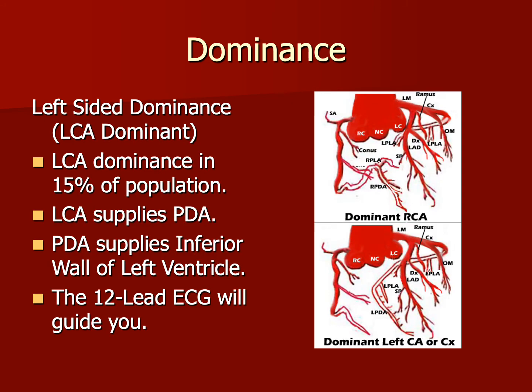In the left-sided dominant heart, this accounts for 15% of the population. That left coronary artery supplies the posterior descending artery, and that PDA supplies the inferior wall of the left ventricle. The 12-lead EKG will guide you.